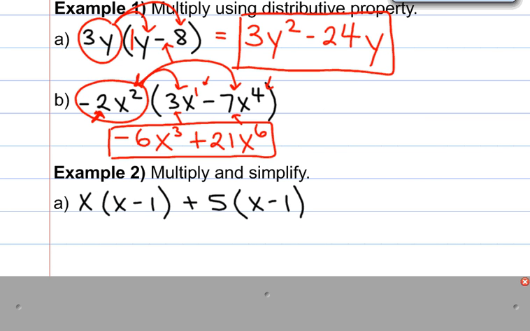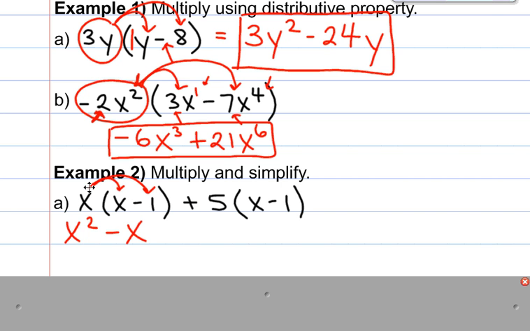In example 1, we did not have any like terms to combine, but in example 2, you see that I said multiply and simplify. So we're going to multiply first, and you see we have 2 parentheses, so we're going to have to distribute 2 separate times. Then we are going to simplify by combining like terms. For the first one, I distribute the x. So x times x is x squared. Then x times negative 1 is negative x.